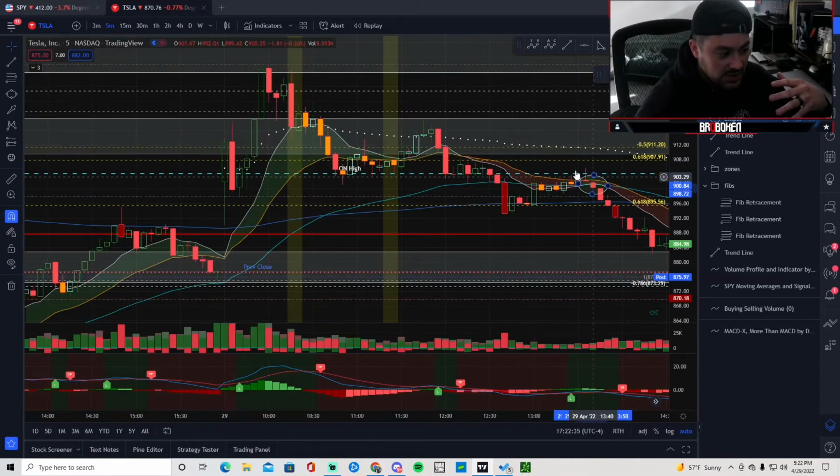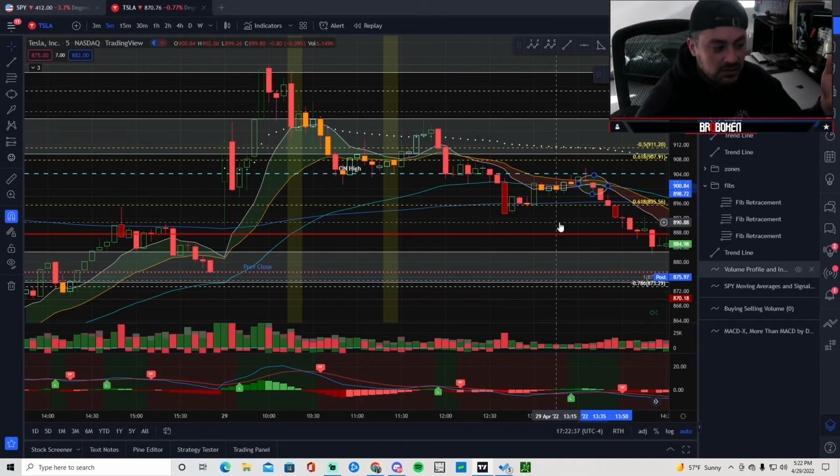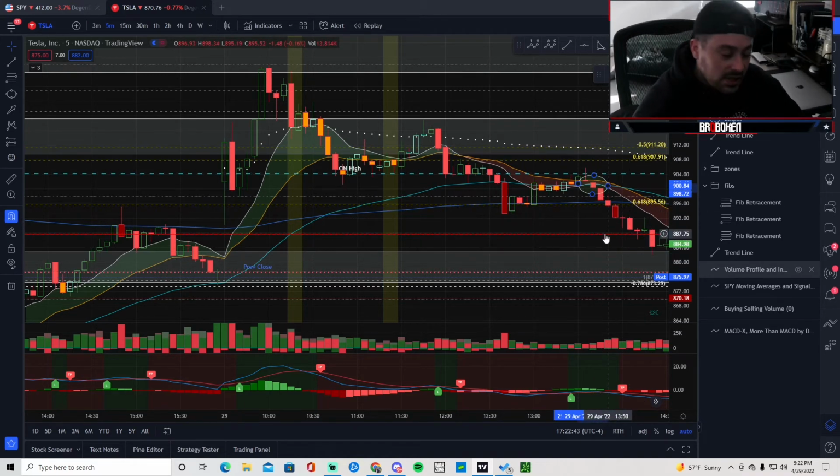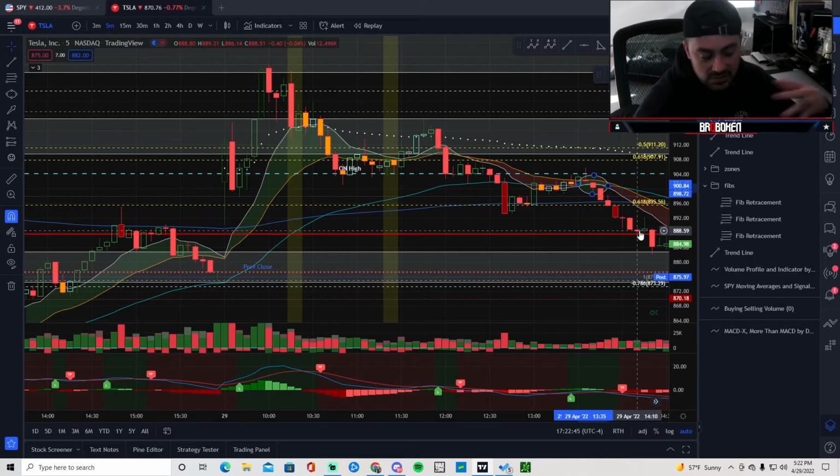So since it rejected this area, my thought process was, okay, here's this zone. I have some leeway. I think it's going to at least test the point of control, which was 87. So I gave myself a little leeway.